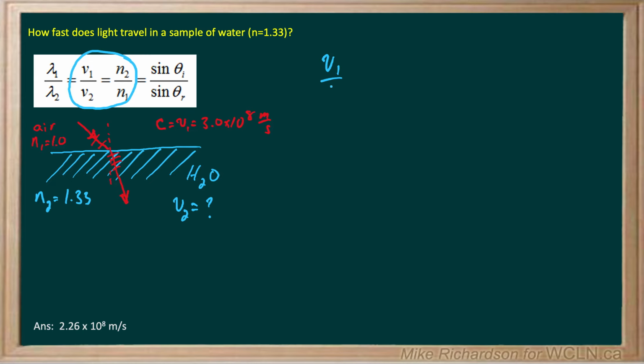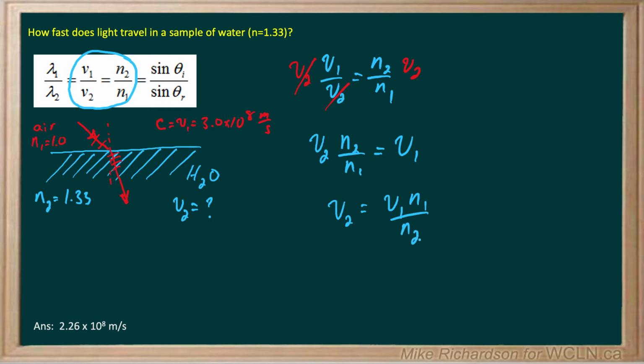So I've got V1 over V2 is N2 over N1. And we're trying to find V2. So let's multiply both sides by V2 to get it out of the bottom first. And then rewrite our equation. I'm going to put all of this on the left. V2 N2 over N1 equals V1. And then we've got to get V2 by itself. So multiply by N1, divide by N2. So I get V1 N1 all over N2.